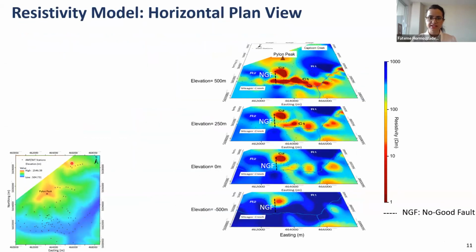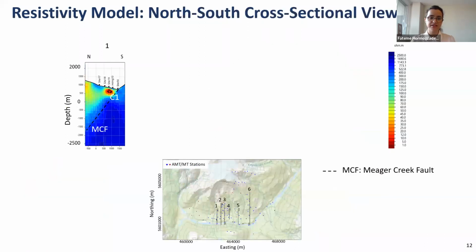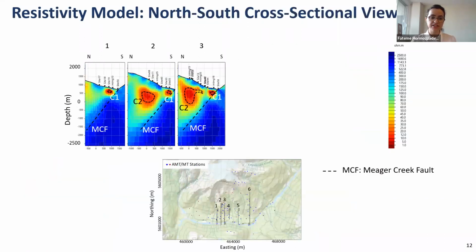So in these slides, I showed that based on the model, we could see the relationship of the structures to the No Good Fault and also to the Meager Creek Fault. So these two main faults show a relationship with the resistivity model.